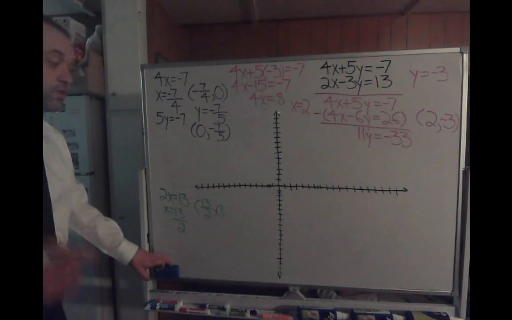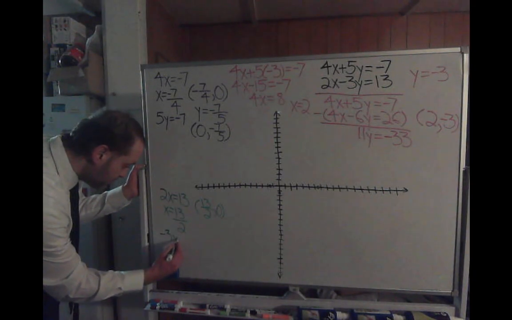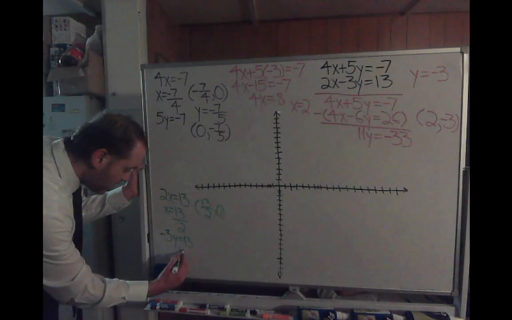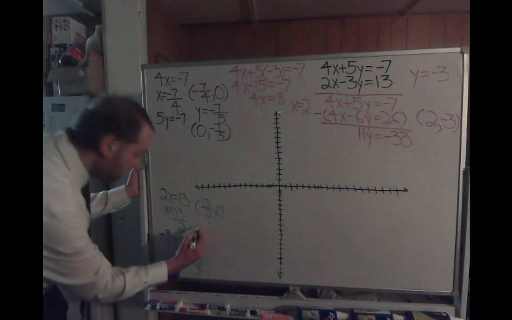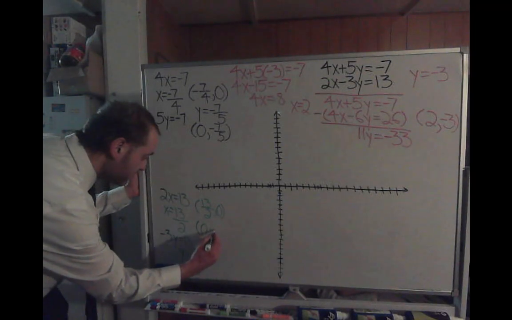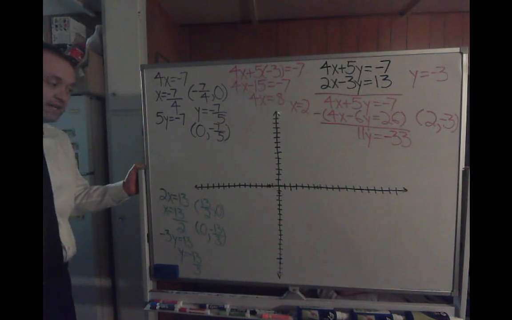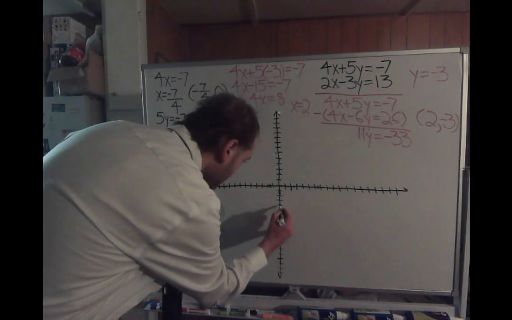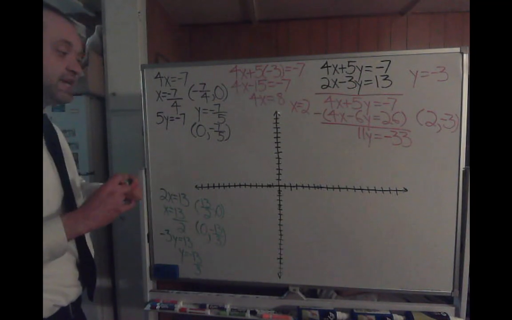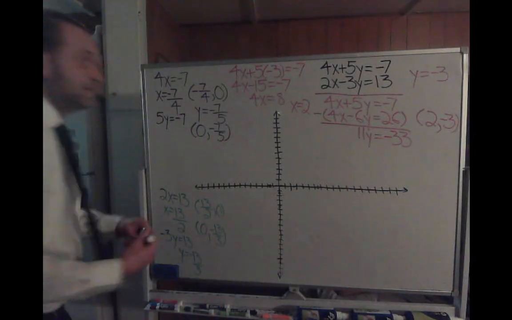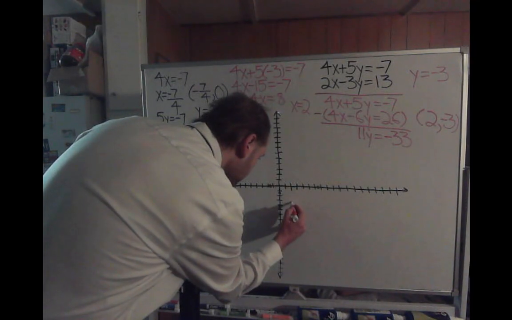Now, of course, let's find the y-intercept, which is -3y equals 13, which gives you y equals -13/3. So your y-intercept is at 0, -13/3. Well, what is -13/3? That's -4 1/3, which is right about there. And then we've plotted the x and y intercepts of both lines. Now let's plot the point of intersection, which is at the point 2, -3, right there.